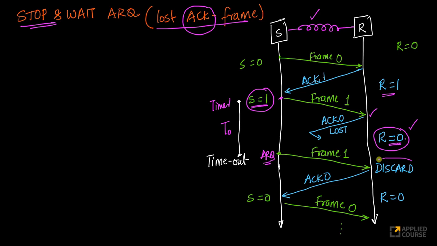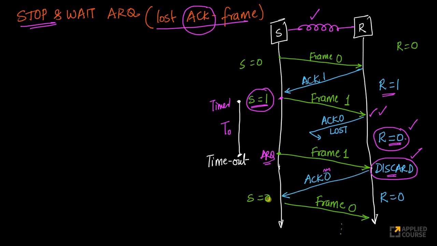So what does the receiver do? It simply discards it. Why is it discarding? Because it already got frame 1, and it's waiting for frame 0, but it was sent frame 1 again. So it realizes that something is wrong and it will discard. It will discard, but it will send an acknowledgement. This is very important: discard, but it sends an acknowledgement saying, I am looking for frame 0, not for frame 1. So it sends ACK0.